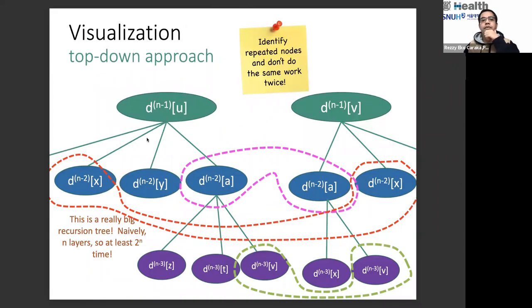What I'm talking about, for example, is that we want to identify the repeated nodes and not do the same work twice. For example, if we have D_k minus one, we have U and V. If we go forward to every node, for example, we have two pieces of information: U and V, we have X, Y, A. We also have A and X. For example, we want to go forward to Z, T, V, or X and V. For example, U and V have the same criteria with the same A. So we can eliminate this information, because it contains the same information and also provides weight.